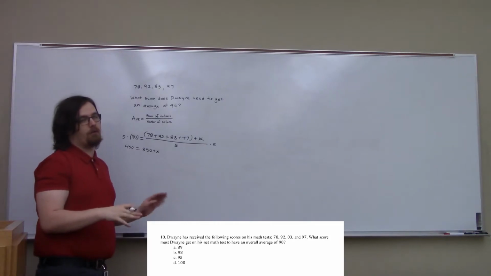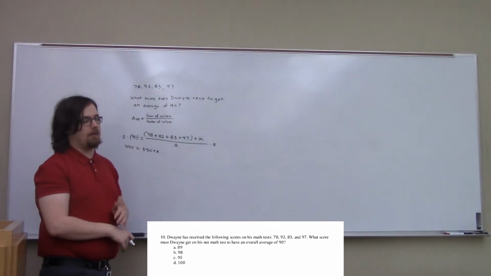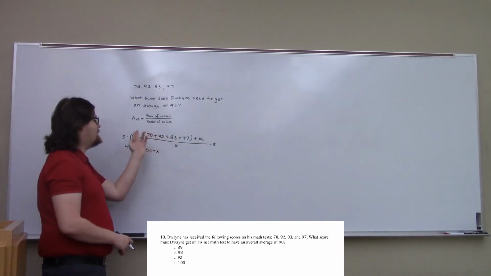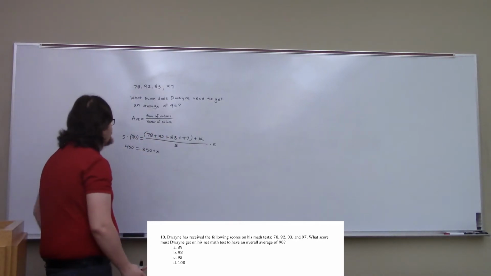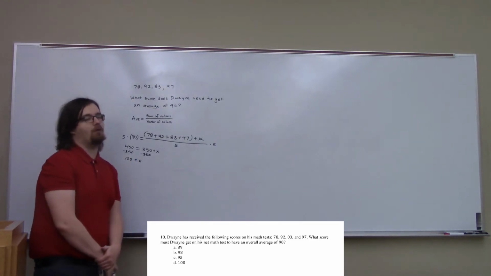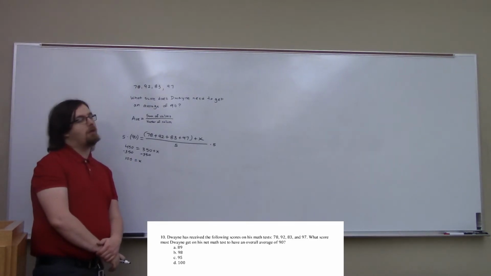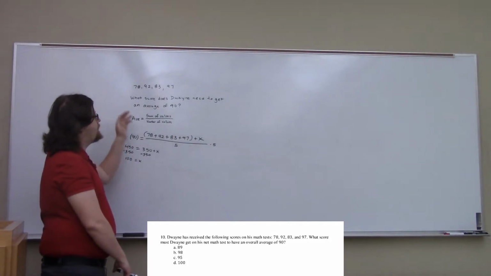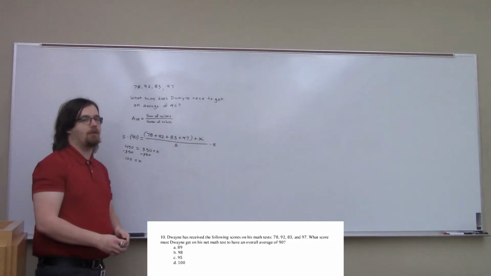And if that kind of trick doesn't work for you, you can just add them up in the calculator. But this one's meant to be able to be done in your head. Then if we subtract 350 from both sides, we will find that 100 is our missing value. So Dwayne needs to score a 100 on his next exam to get an average of an A for his exam grades.